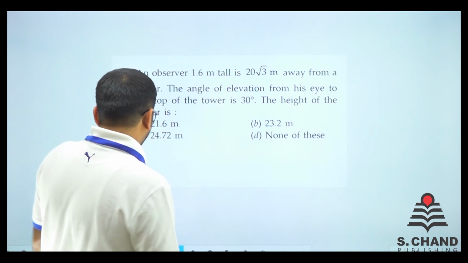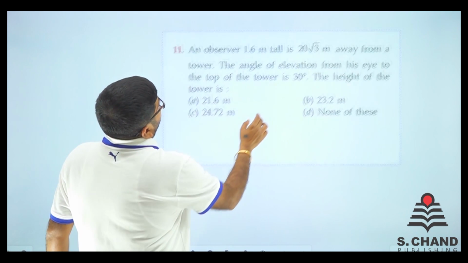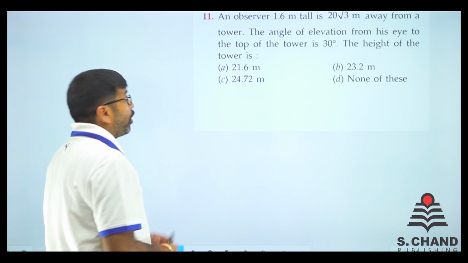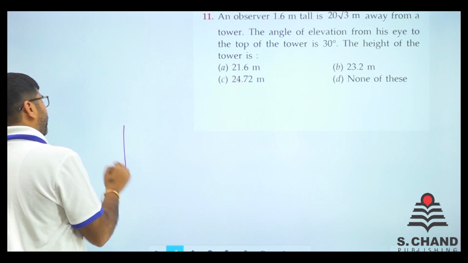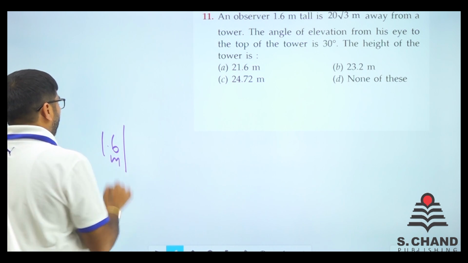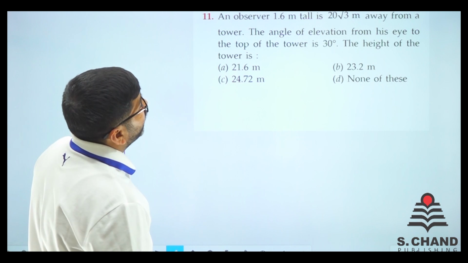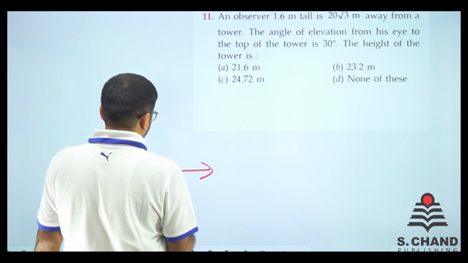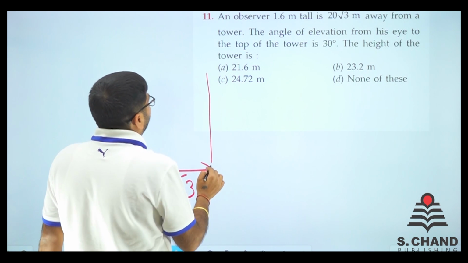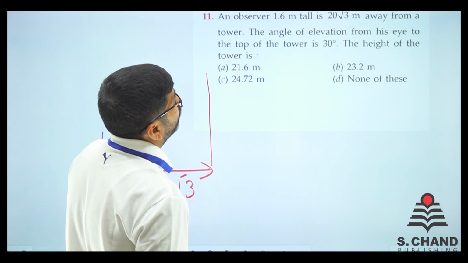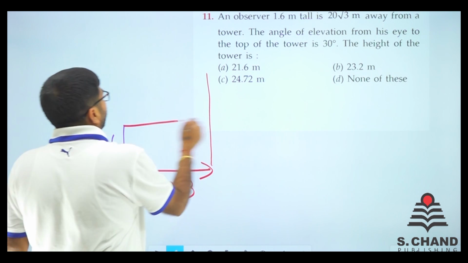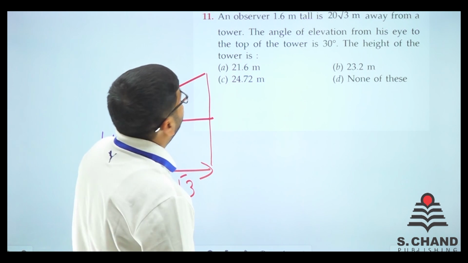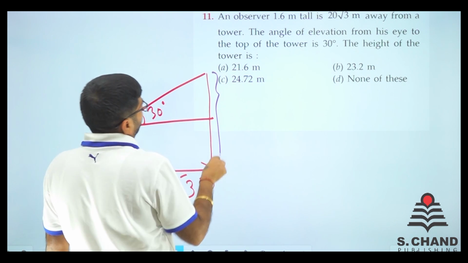The next question, question number 11 for you all. Let's see what it says. An observer is 1.6 meter tall. So here is the observer with 1.6 meter height, 20 root 3 away from a tower, right? The angle of elevation from his eyes to the top of the tower is 30 degree. Find the height of the tower. You have to find out the height.